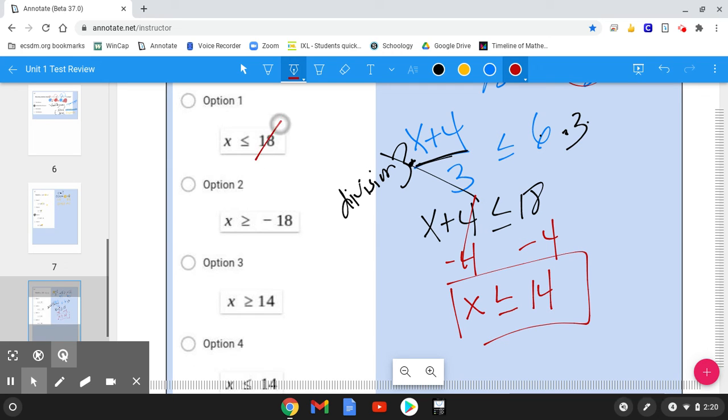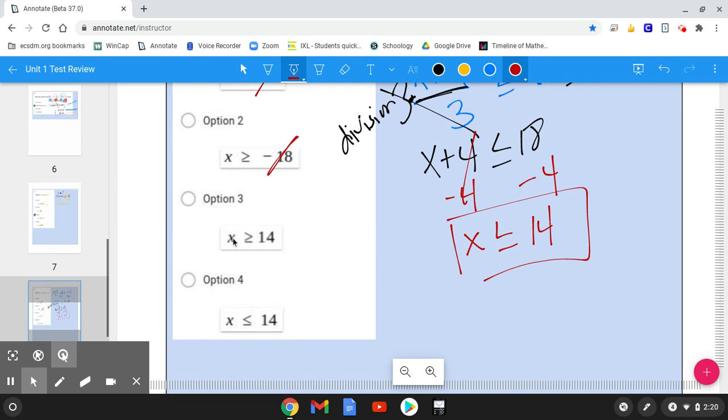So not option 1. No 18, no negative 18 in option 2. Option 3, what's the problem here? The sign is facing the wrong way. So our answer is option 4. X is less than or equal to 14.